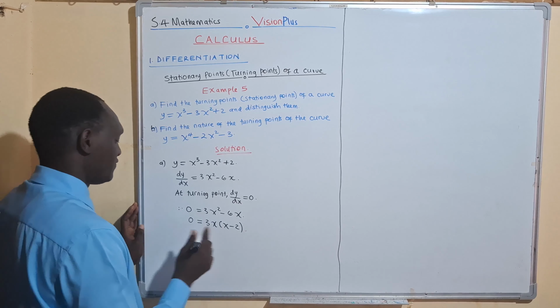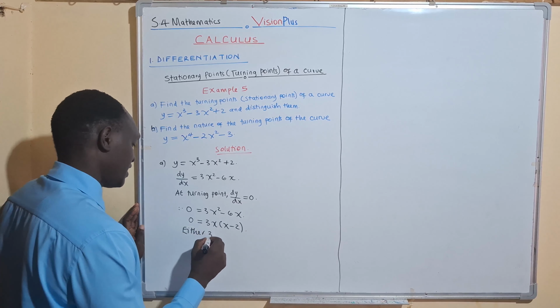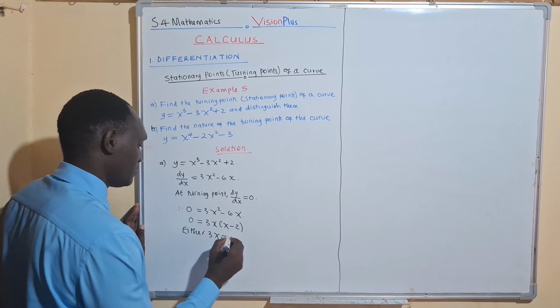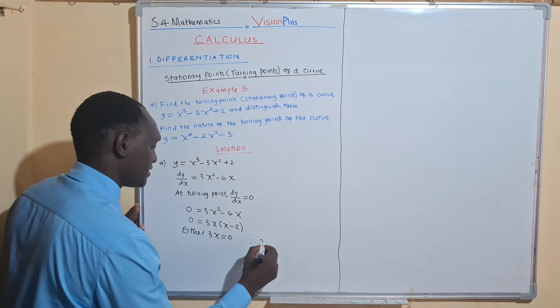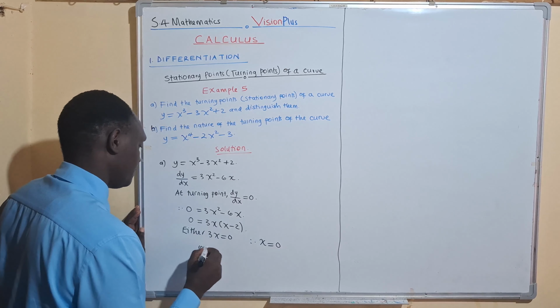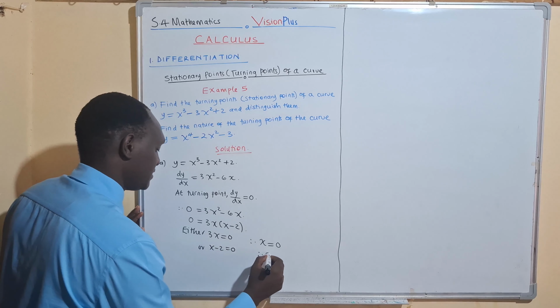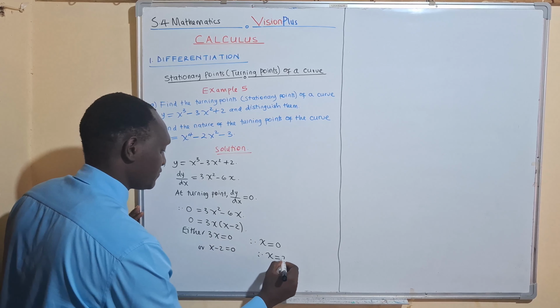Yes, so we have factorized. Therefore, either 3x equals 0, in which case x is 0, or x minus 2 is 0, and in this case, x is positive 2.